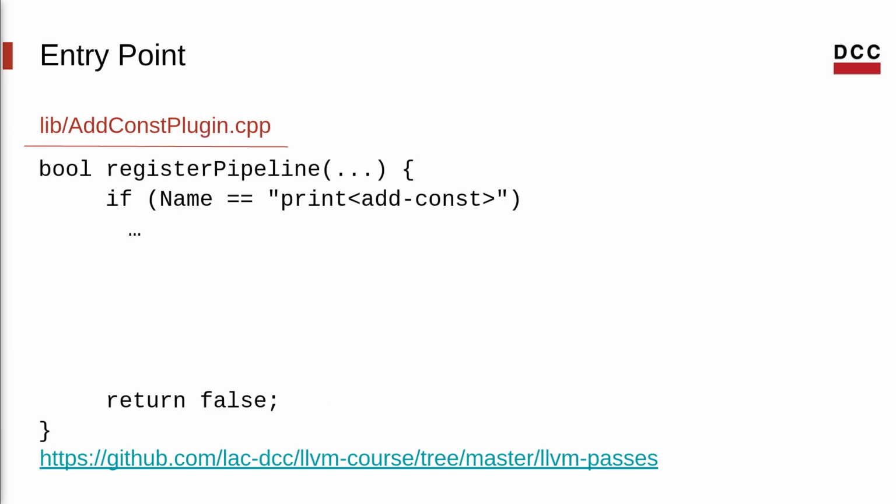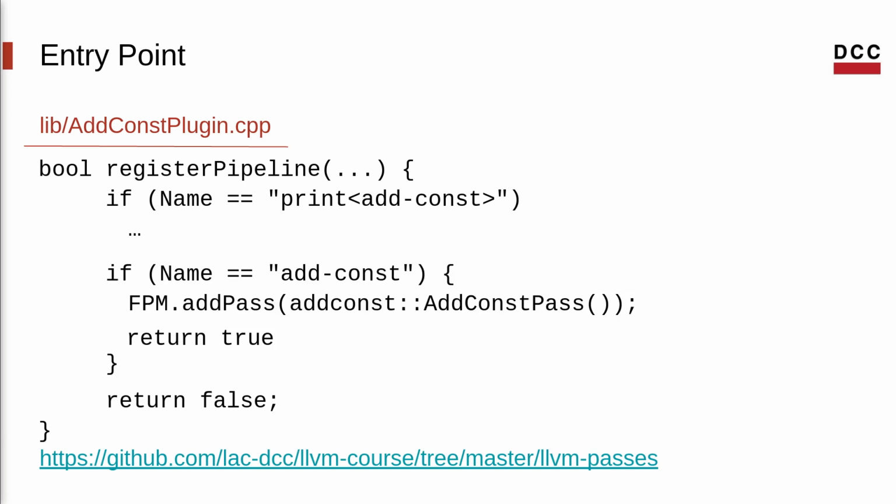The last step is to register our analysis. This is how a simplified version of our register pipeline function looked like last time. We insert a check if the name is addConst, and in that case we add our transformation to the pipeline.